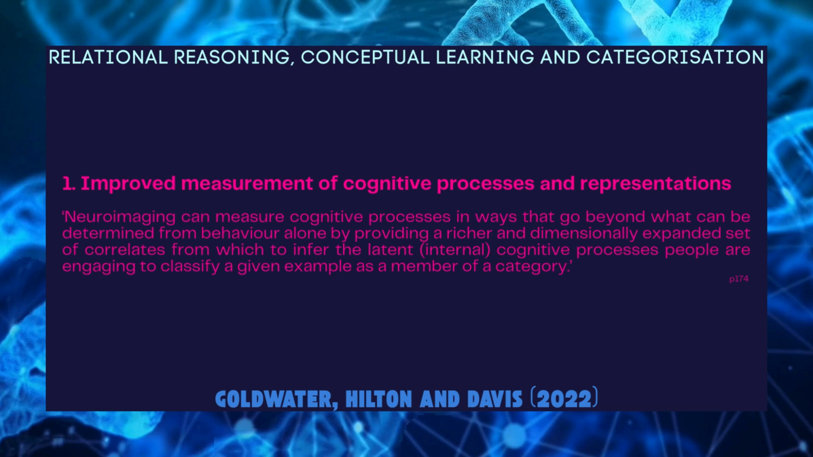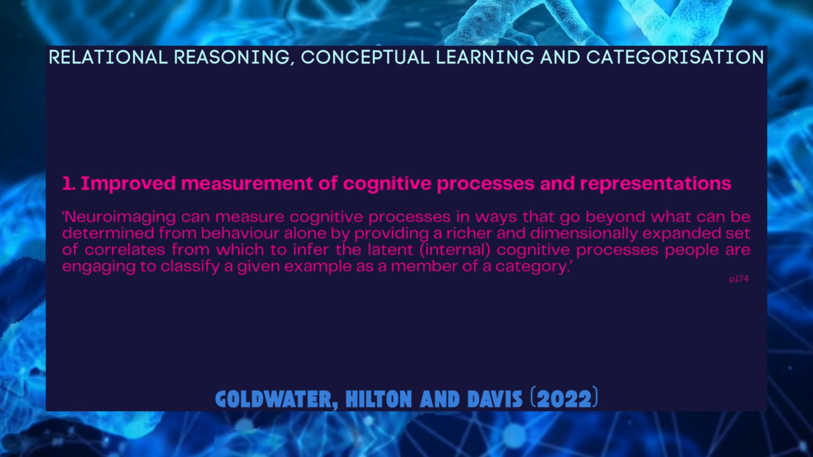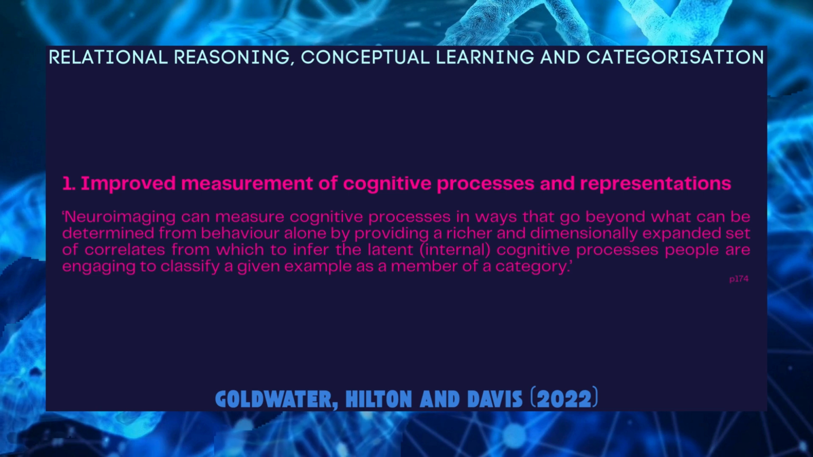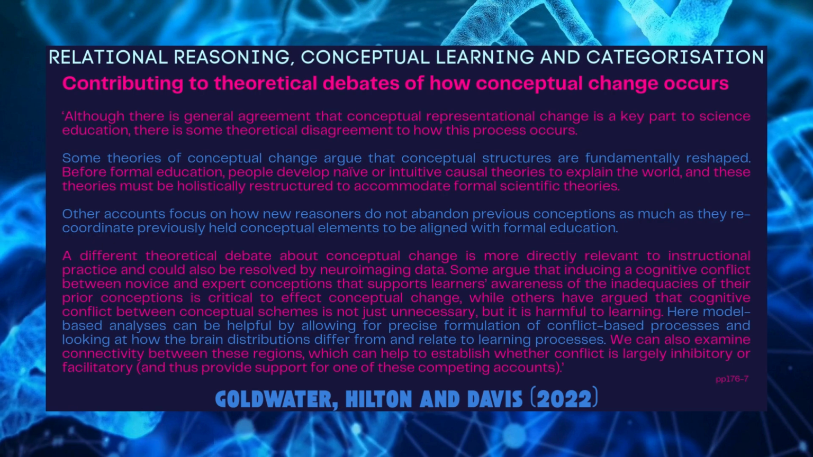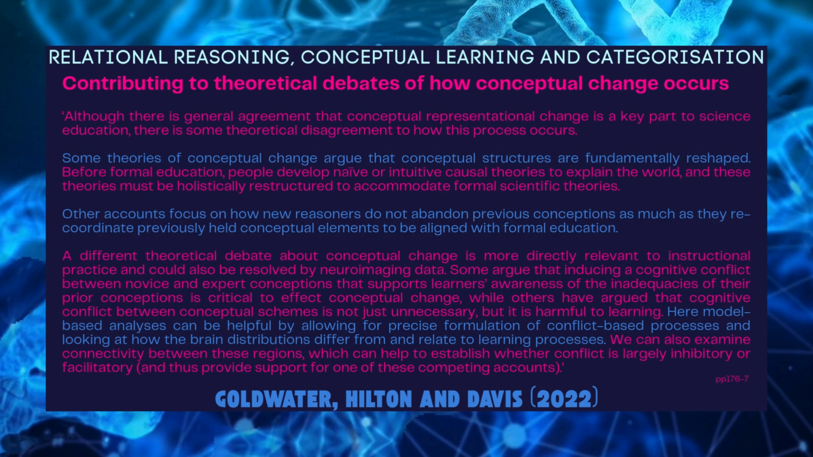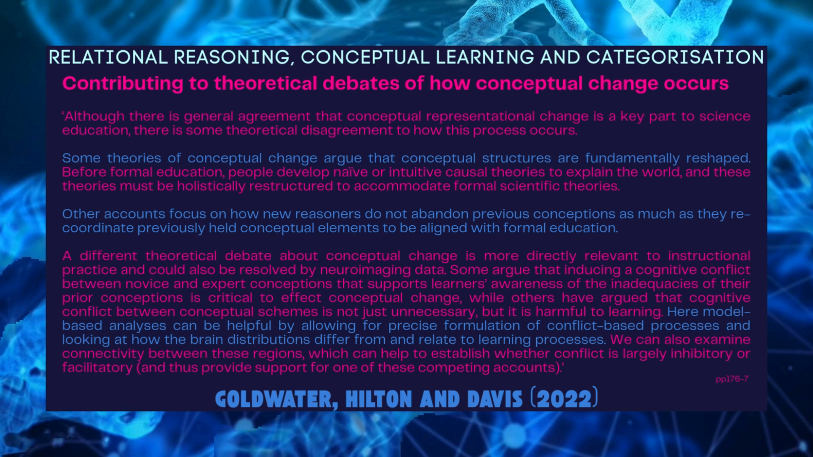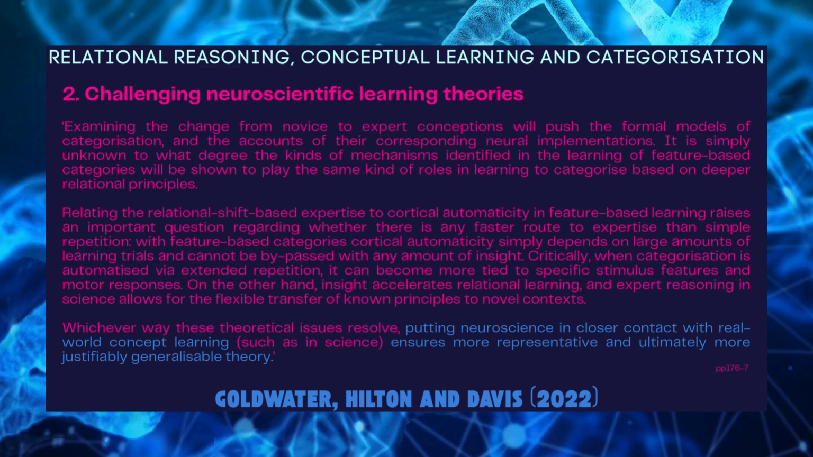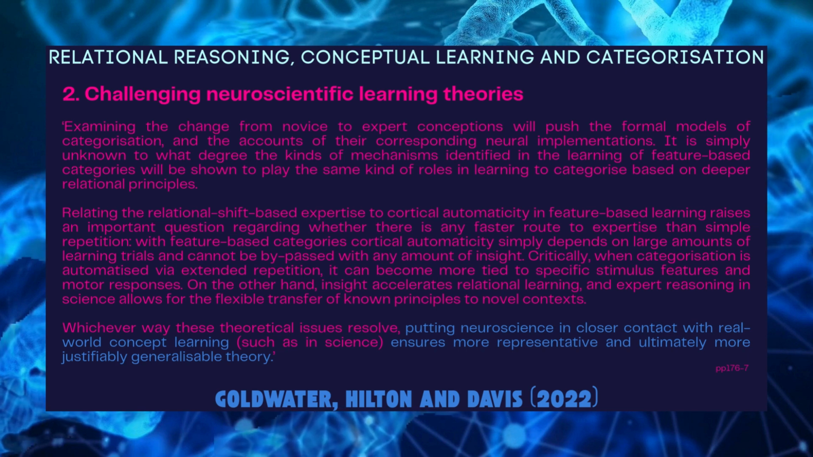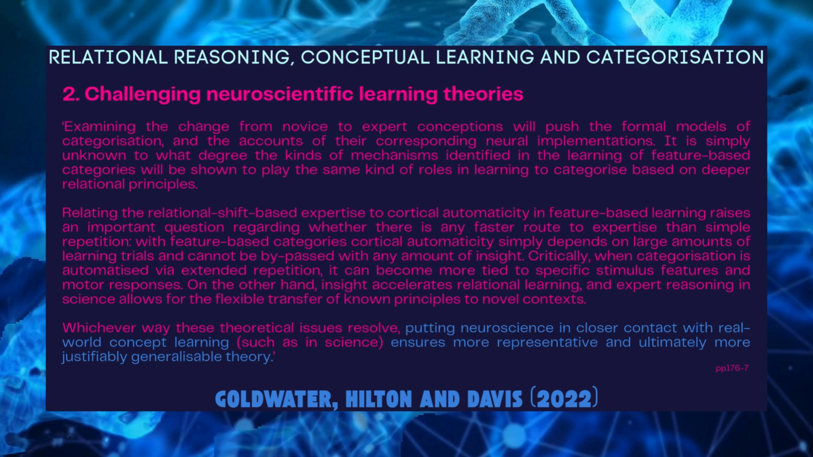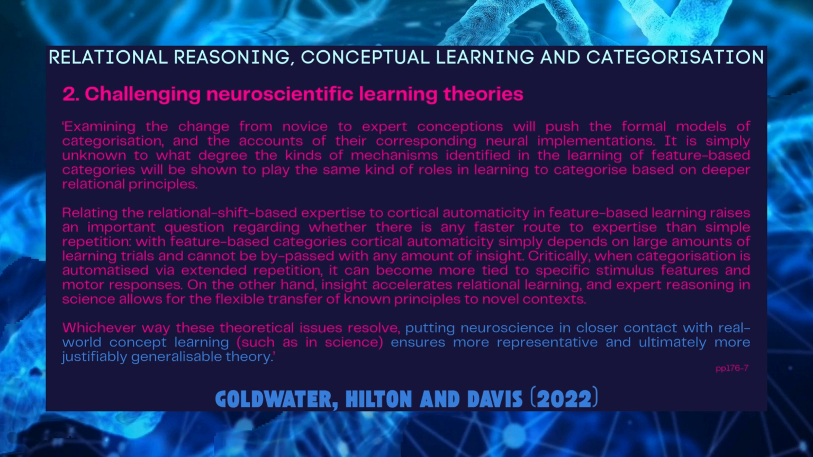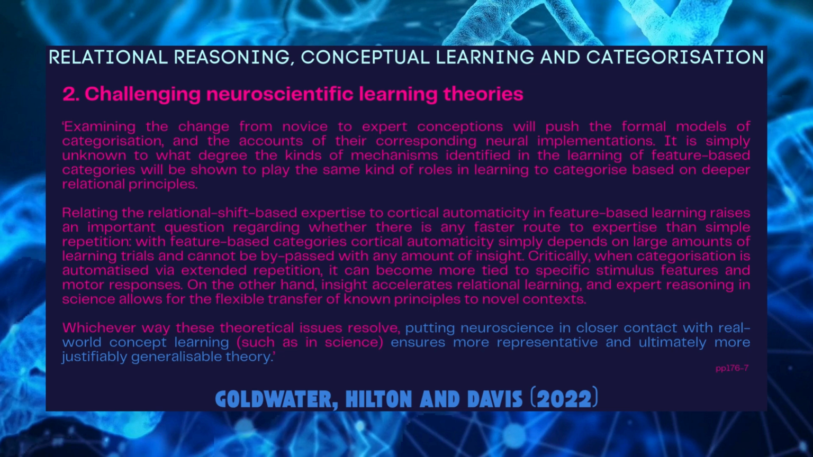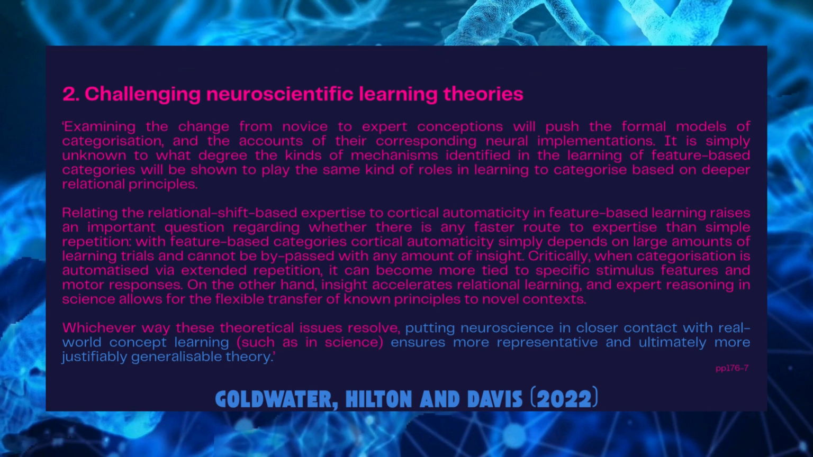The first benefit listed was that neuroimaging can improve the measurement of cognitive processes and representations. This in turn can contribute to theoretical debates of how conceptual change occurs. The second benefit was that neuroimaging can challenge neuroscientific learning theories. It could challenge many learning theories, actually. It would ensure more representative and ultimately more justifiable generalizable theory.